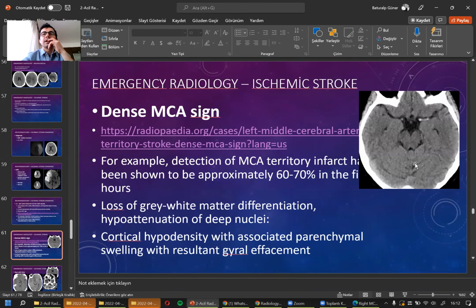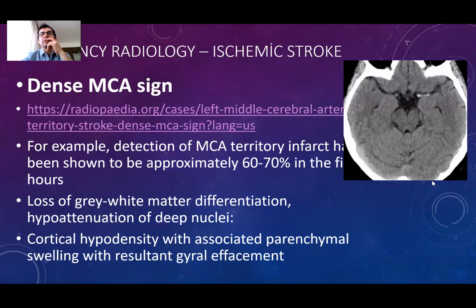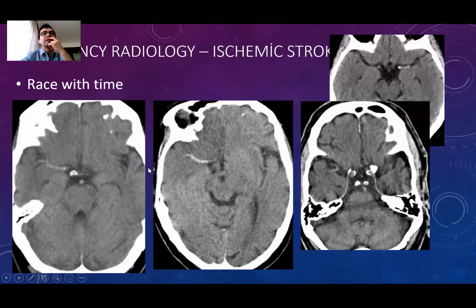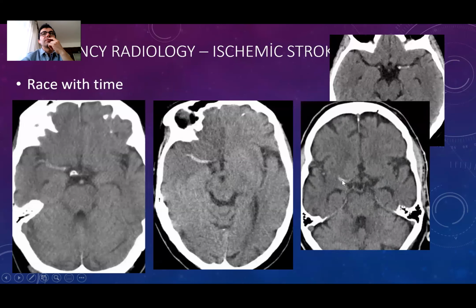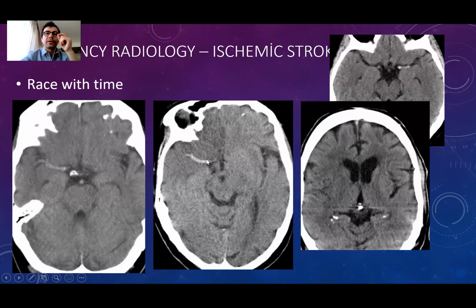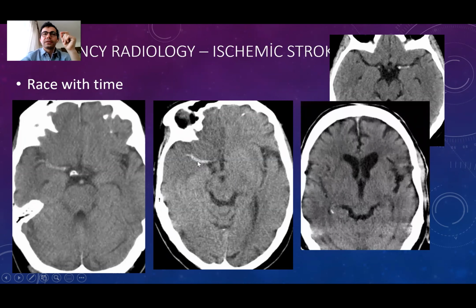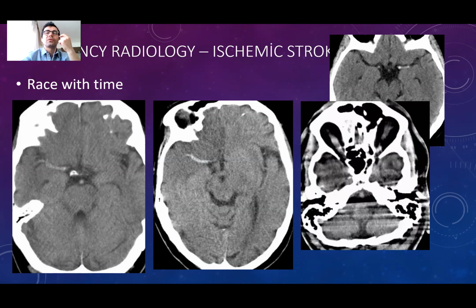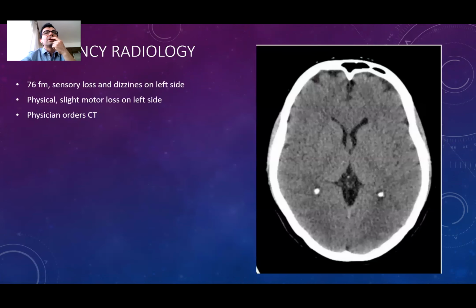So the dense MCA sign is maybe one of the first things you can see in a CT scan, which unfortunately is not always obvious because not all strokes are middle cerebral artery strokes. Anyway, these are typical cases of the dense MCA sign. Because there is a thrombus inside the artery, it is bright, just like intracranial bleeding. Okay, you can think of it like that.